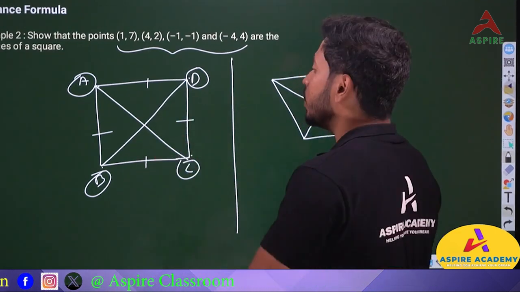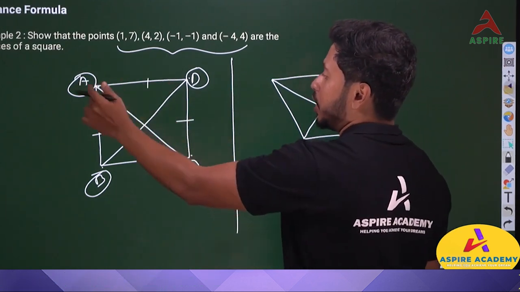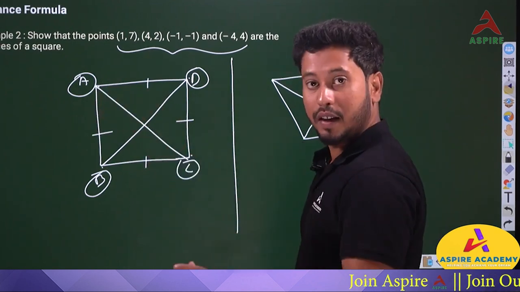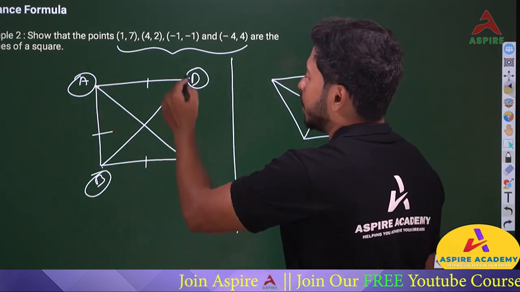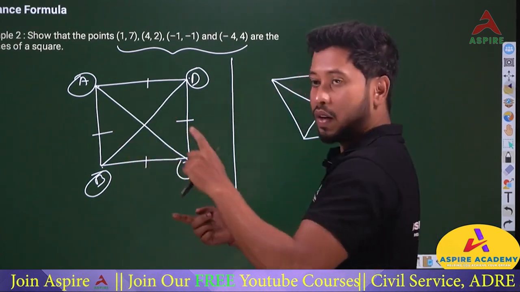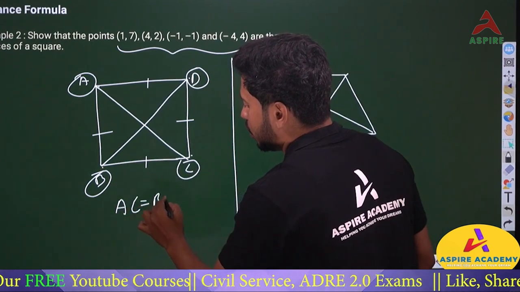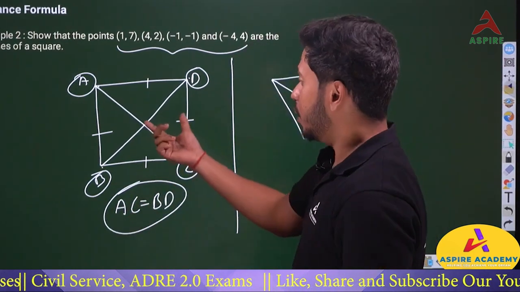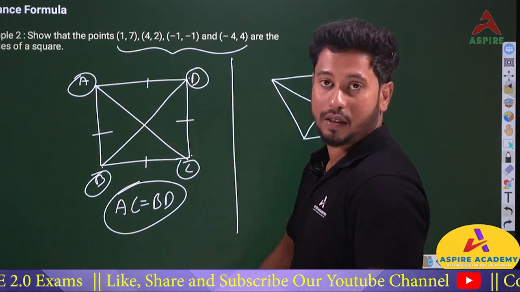Okay, then only we can say. If these lengths AB, BC, CD and DA are equal, then also we can't say this is a square. Then we have to measure the diagonals also. If the measures of these diagonals are equal to each other, that means if AC equals BD, then only we can say these points are the vertices of a square.